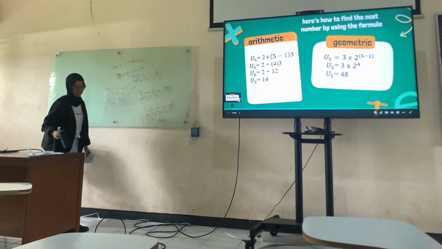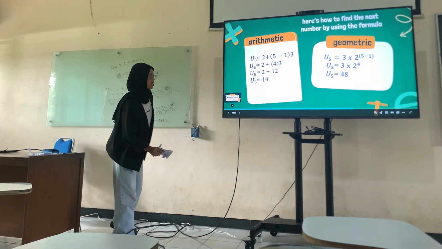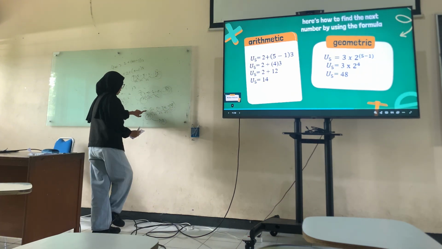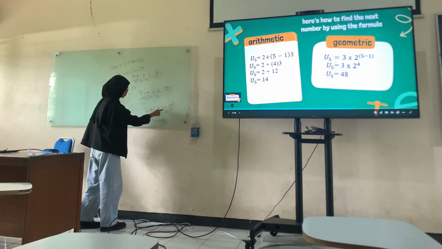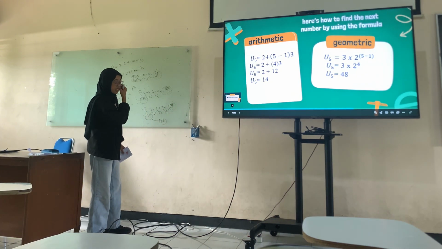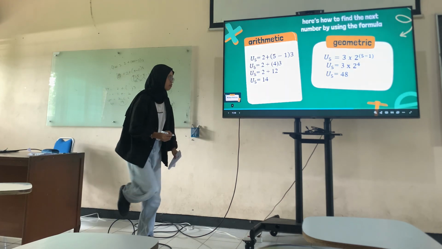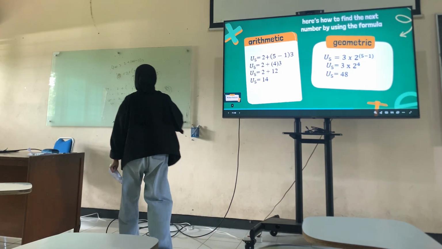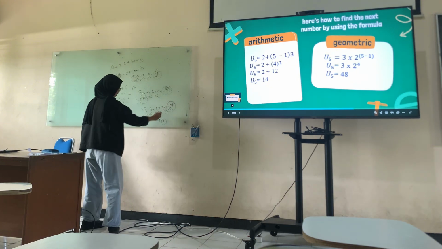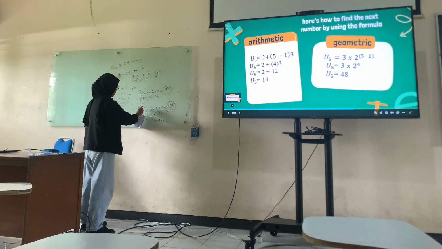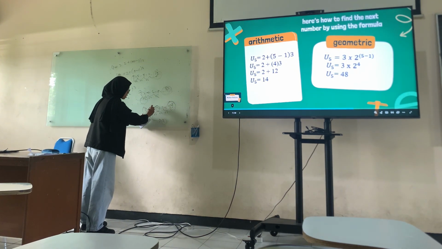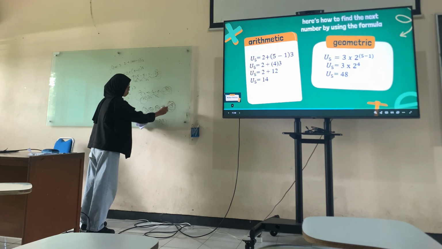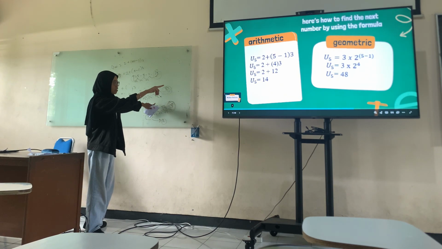So for the geometric formula in here, there are 3, 6, 12, and 24. Still remember, right? In the geometric, the pattern is called common ratio, because it is found by multiplying and dividing. So you have to find the fifth term. This is the first term, second term, third term, fourth term. This is the fifth term.